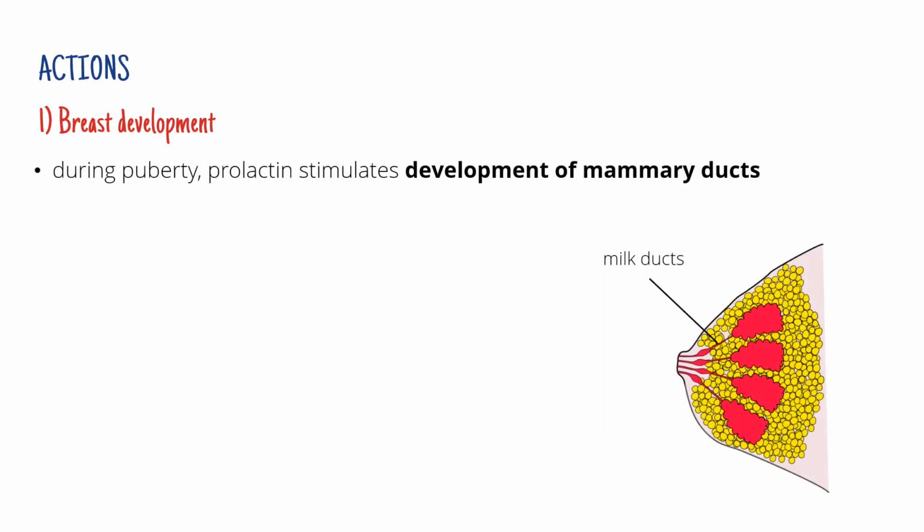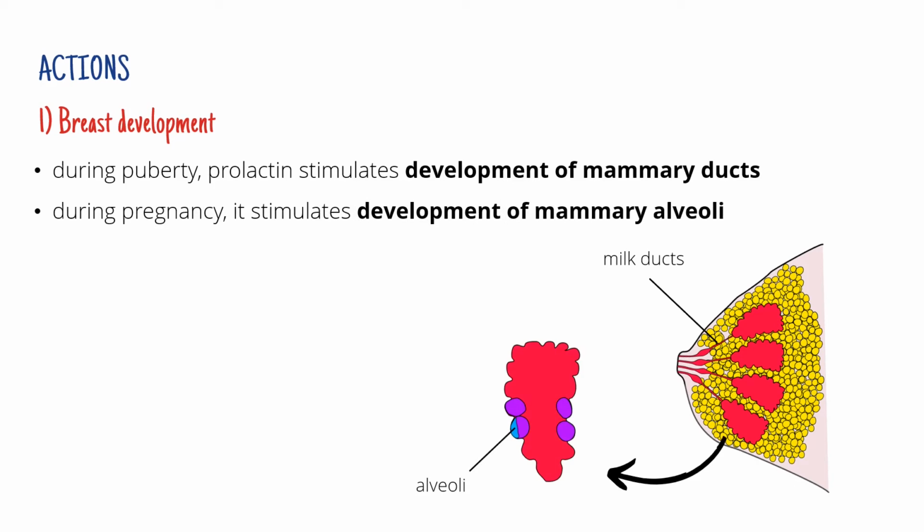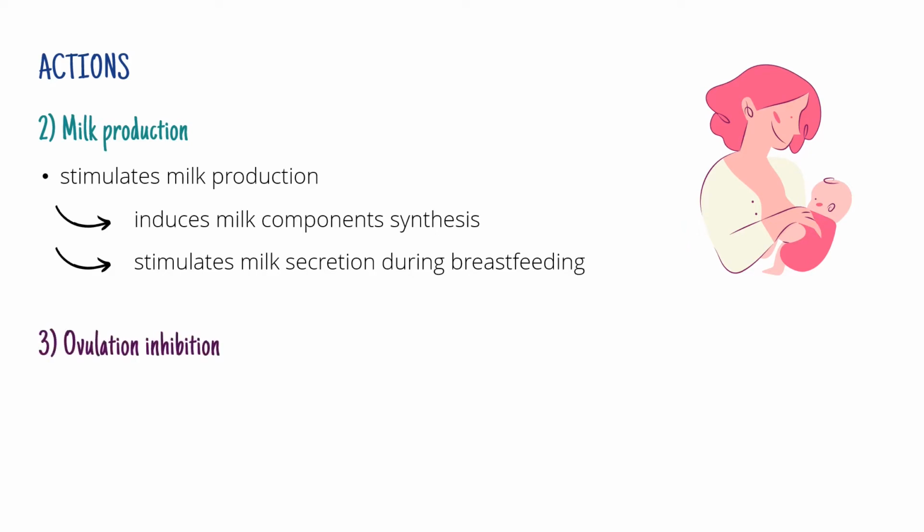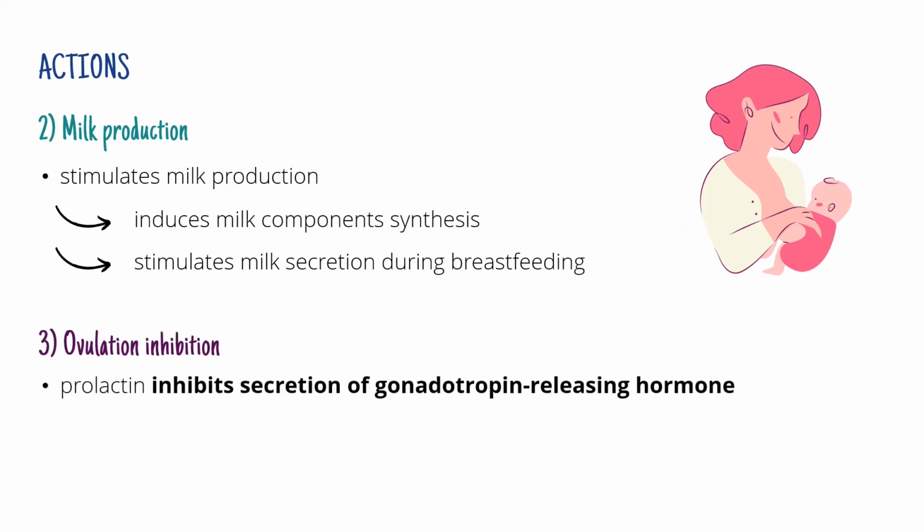During puberty, prolactin stimulates development of mammary ducts, the ducts through which milk is transported, and also during pregnancy, it stimulates development of mammary alveoli, which produce milk after childbirth. Prolactin in fact stimulates milk production by inducing the synthesis of its components, and it also stimulates milk secretion during breastfeeding. Prolactin also inhibits ovulation because it inhibits secretion of gonadotropin-releasing hormone in the hypothalamus.